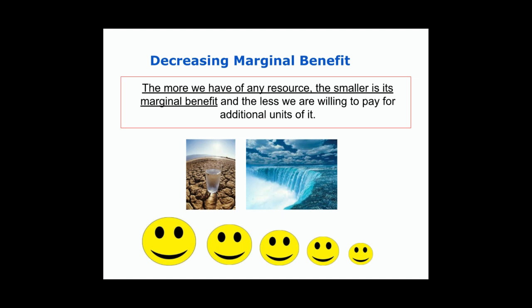Now conversely, marginal benefits work the opposite way. The more we consume of a particular good, the more we have of any resource, well, the smaller is the incremental benefit or marginal benefit from each incremental unit, and therefore the less we're willing to pay for additional units of that. We call this decreasing marginal benefit.